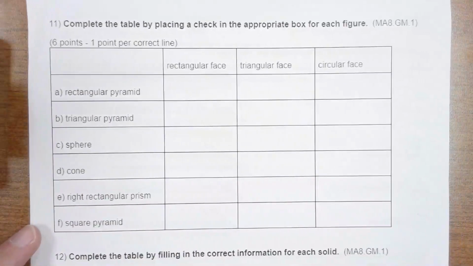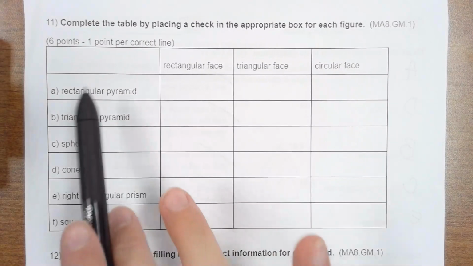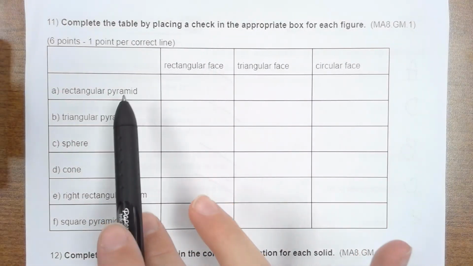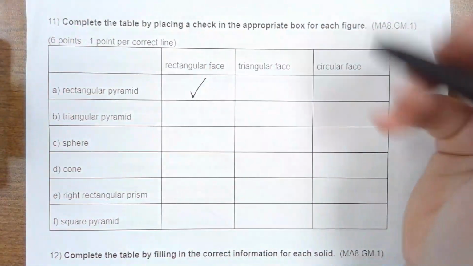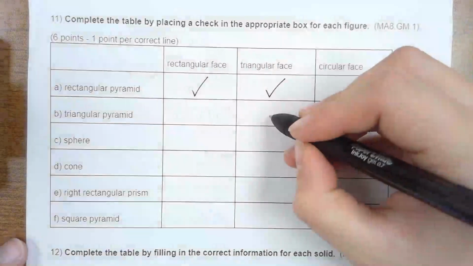All right, next part is talking about faces. So remember, faces are all of the flat pieces on our solids here. So we are just going to put a check in the appropriate box for each figure if it has that face. So when we have a rectangular pyramid, your base is a rectangle and that is a face, and then your sides are also triangles and those are faces as well. A triangular pyramid, you have a triangle on the bottom as your base, and then triangular sides for your faces. So all that you have for your faces are triangles.